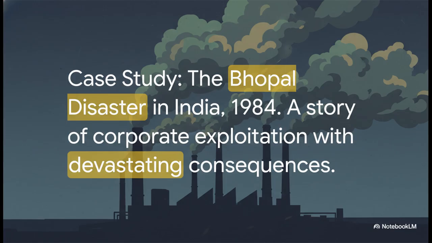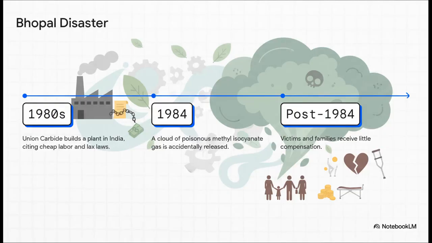A really stark and heartbreaking example of this is the 1984 chemical plant disaster in Bhopal, India. So what happened was an American company, Union Carbide, built a plant in Bhopal, specifically because the labor was cheap and the safety laws were weak. In 1984, that decision had horrifying consequences when a cloud of deadly gas leaked out.